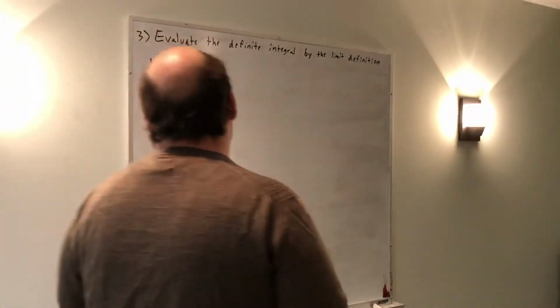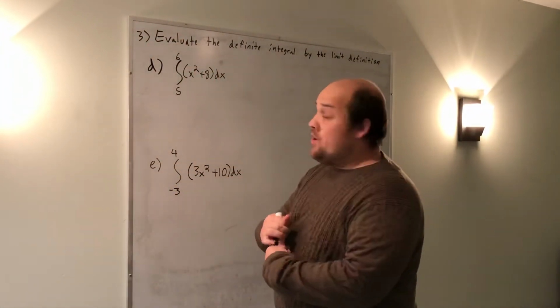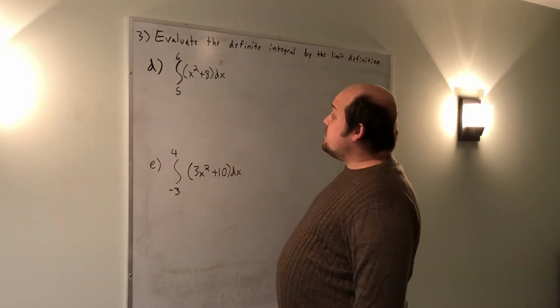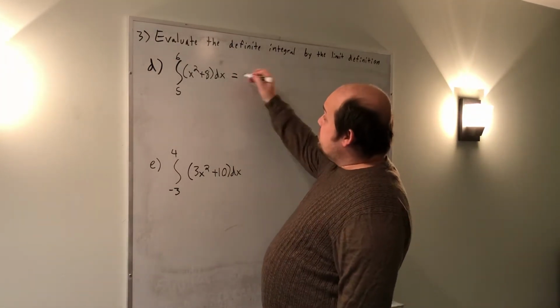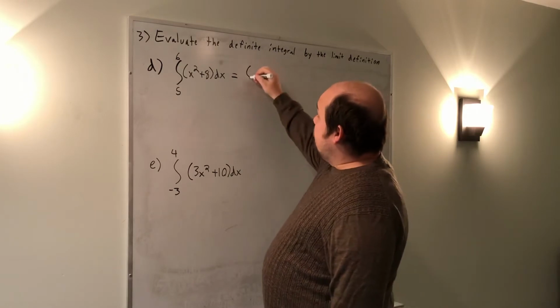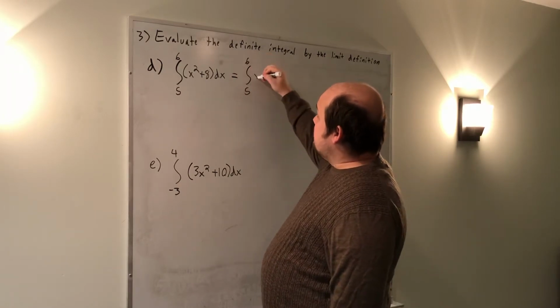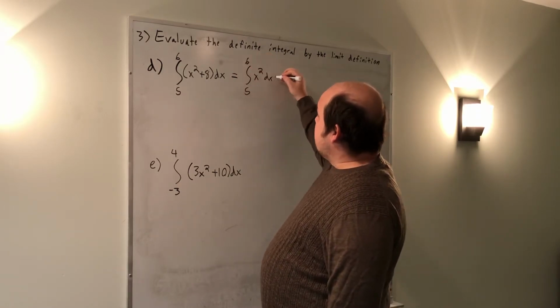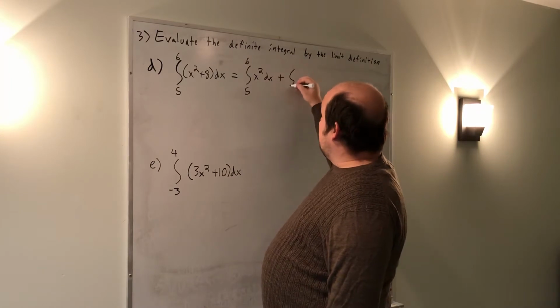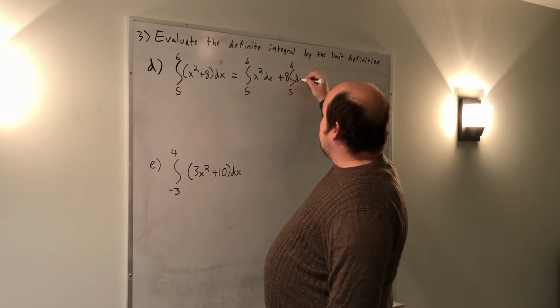Moving on with these definite integrals. When I look at part D, the integral from 5 to 6 of x squared plus 8 dx, I'm going to split that into two integrals. First, the integral from 5 to 6 of x squared dx, and then I'm going to add to that the integral from 5 to 6 of 8 times dx.